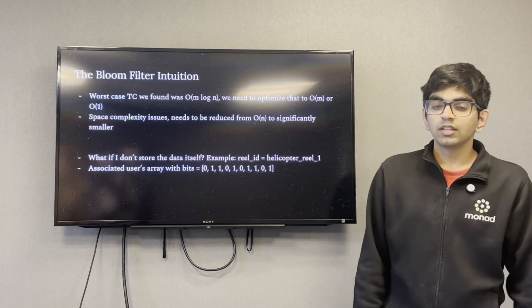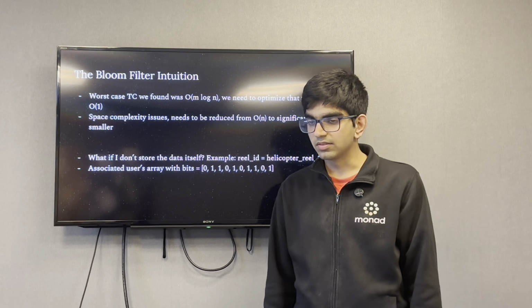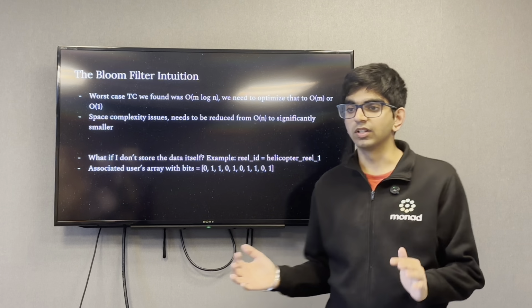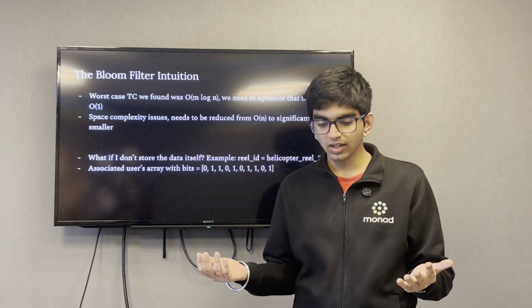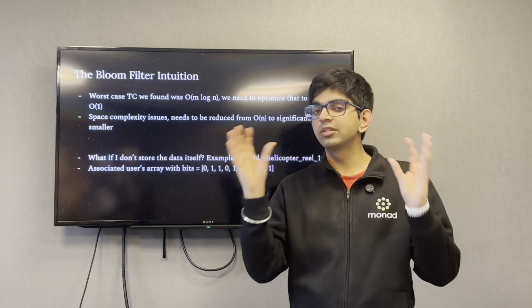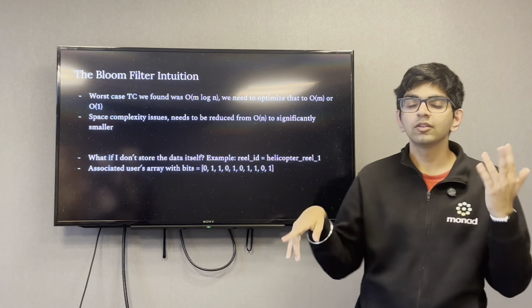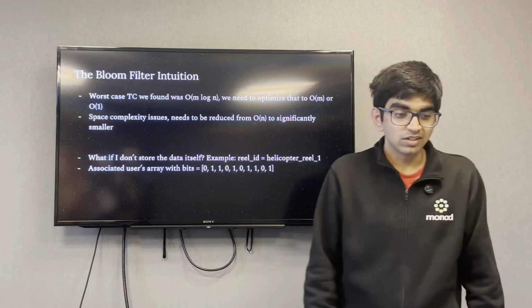The next thing that we get onto is the intuition behind Bloom filters. What does that even mean? Right now we looked at arrays as our possible solution. Sure, we can look at trees too. Let's say we can look at self-balancing trees.